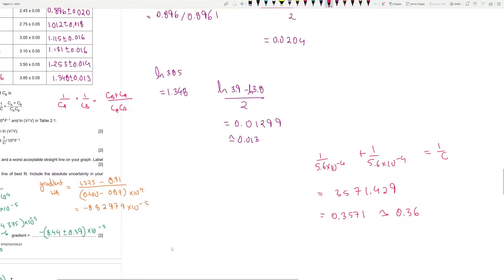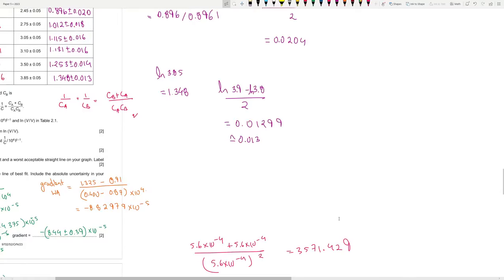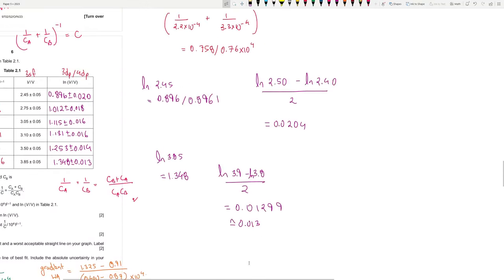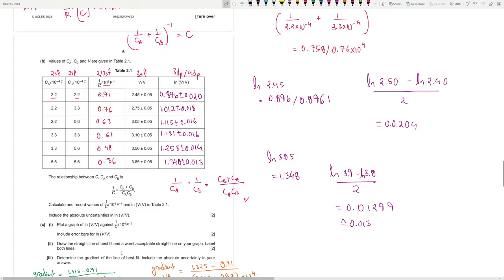And if I use their formula, this one that they gave here, 5.6 into 10 to the power minus 4 plus 5.6 into 10 power minus 4 divided by 5.6 into 10 power minus 4 whole square. So let's do that. So that gives us an answer of 3571.429, same answer. So it's up to you guys, whichever route you want to follow. I won't stop you. Anything works, okay guys? Anything is fine. It's up to you, don't worry. So yeah, we do that for all the values. You can match them afterwards.